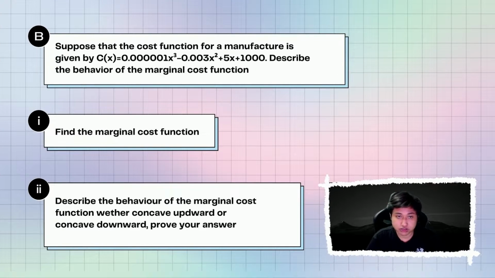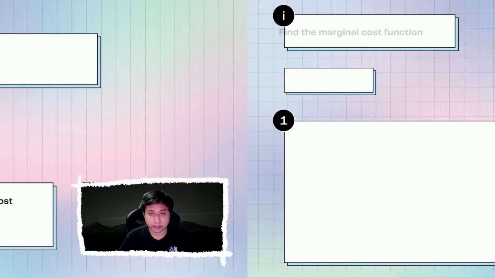For the next question, suppose that the cost function for a manufacturer is given by C(x). Describe the behavior of the marginal cost function. First, we need to find the marginal cost function, and second, we need to describe the behavior of the marginal cost function, whether concave upward or concave downward, and then prove your answer.